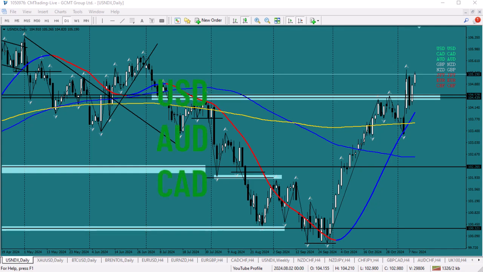Today I'll be trading long on the US dollar, the Aussie and the CAD, and short on the yen, the Swiss franc, and then the euro.